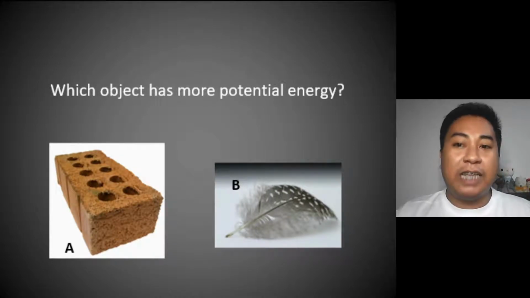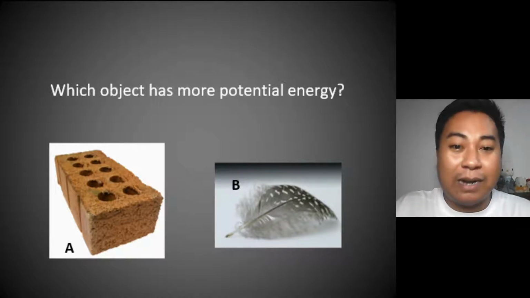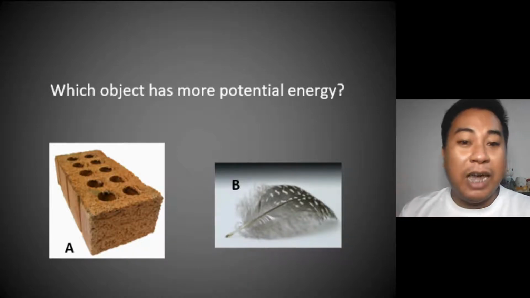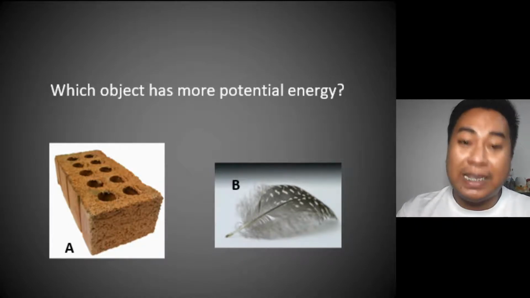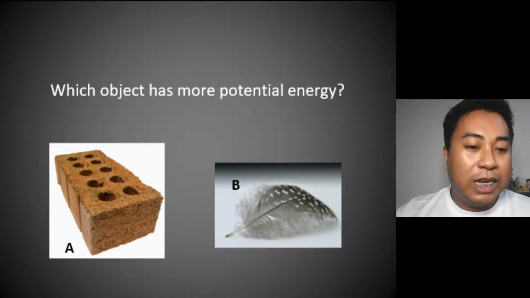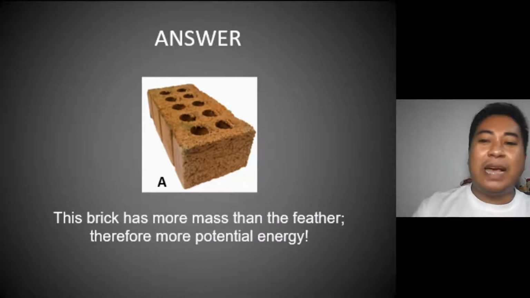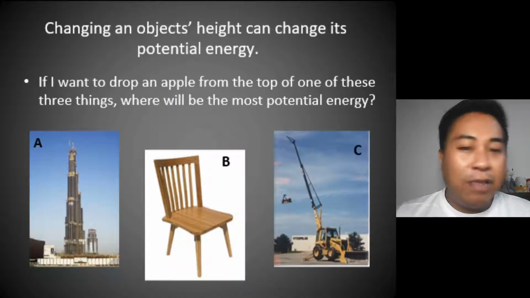So, which object has most potential energy? Bigyan ko kayo ng 5 seconds to answer. Very good. Picture A contains higher potential energy than picture B because picture A is heavier compared to picture B, which is a feather, is lighter. Ayan. So, tingnan natin kung tama ba ang naging sagot ninyo. Ayan. So, the brick has more mass than the feather, therefore more potential energy is contained in the brick.